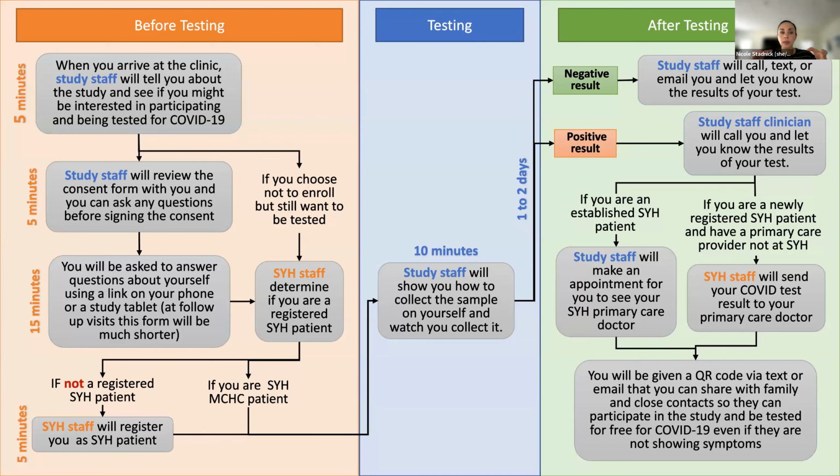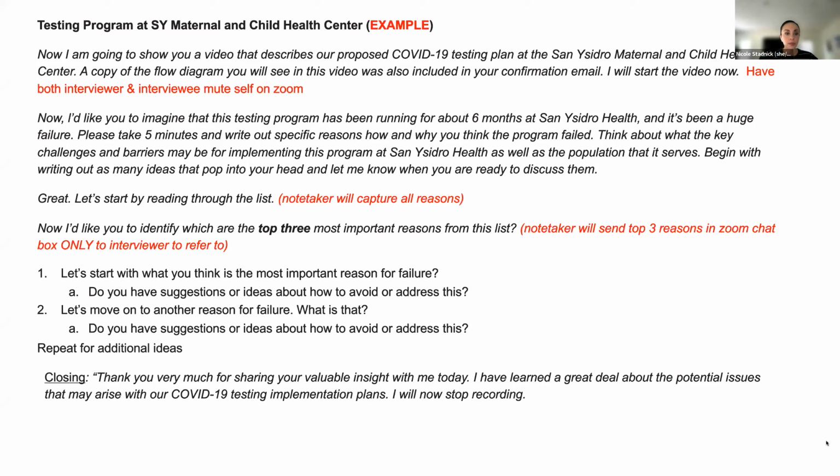We also created I think like a 2-minute video that described this. So if people wanted to listen to it or review it on their own time, they could also have access to that. On the next slide, we have the actual interview guide that we used. First part, we reviewed the workflow, and then we let them know, imagine that this testing program has been running for about 6 months. First, take 5 minutes to write out the specific reasons why you think the program failed.